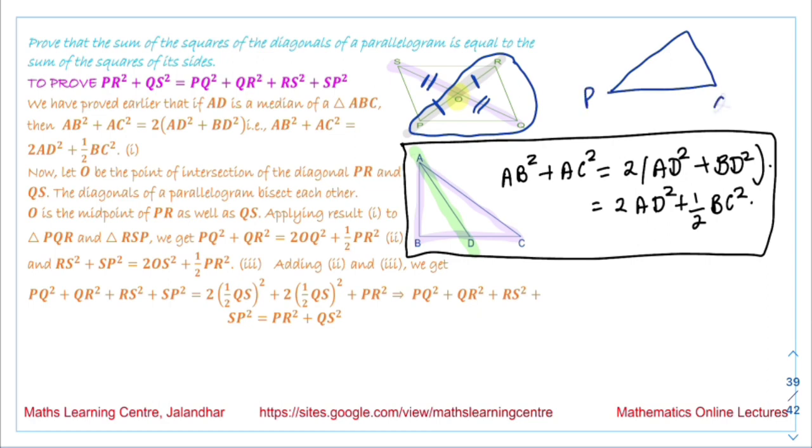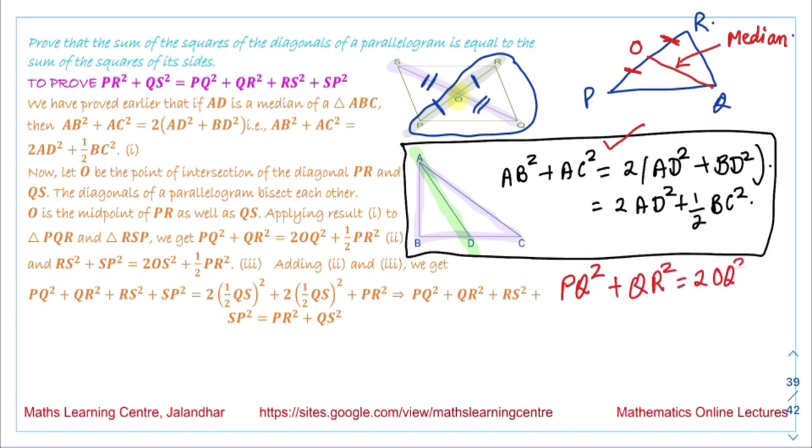This is PQR. For this triangle, we have drawn this point O over here, and what we have is that these two lengths OP and OR are equal. So this OQ is just the median for this triangle. So we can apply this formula over here, and what we will get is that PQ square plus QR square is equal to 2 times OQ square plus 1 by 2 times PR square.